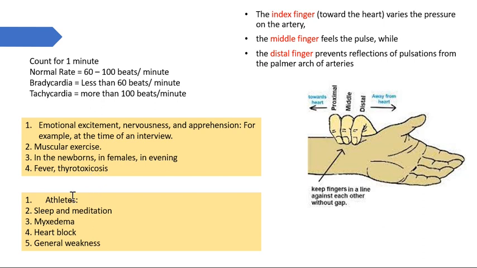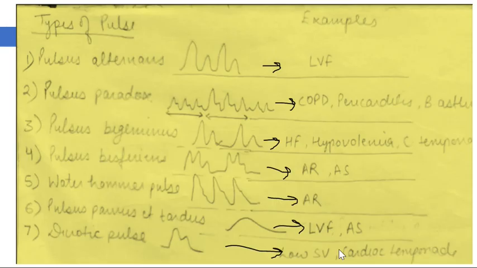On the other hand, bradycardia: in athletes, the pulse rate is low. During sleep, we have a lower pulse rate. In myxedema, heart block and general weakness, we have bradycardia. These are some types of pulse. Just for a quick review, you can be asked about the abnormal pulses. So just to show you the morphology, it's just a summary slide.